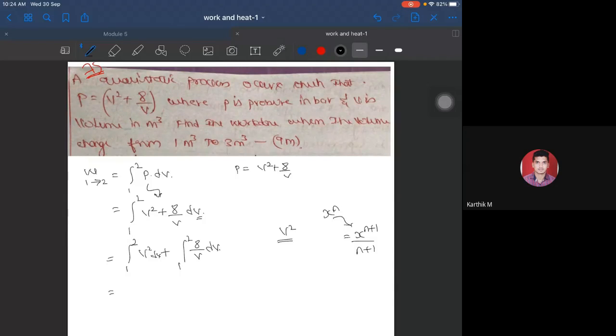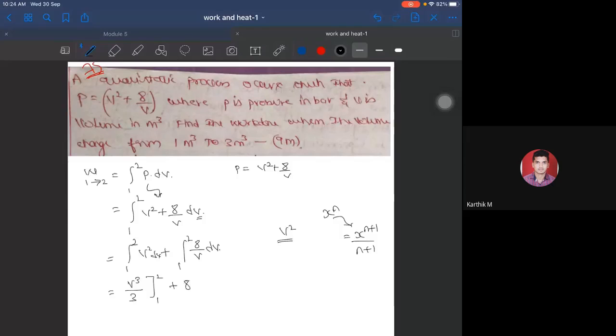Similarly, if you go for V square, it would be V cube by 3. Plus, if you take 8 outside, what would be the integration of 1 by V? Integration of 1 by V is what? Excellent. So it is just log, I can take it as ln of V, over the limits 1 and 2.